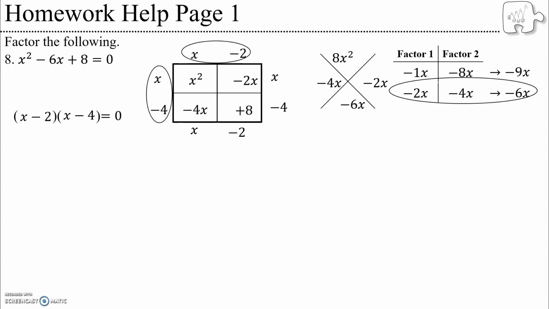Now we break it up into 2 problems. We say x minus 2 equals 0 or x minus 4 equals 0. We're going to add 2 to both sides here, and we're going to add 4 to both sides here, to make the numbers next to the x's cancel out. Then we just get x equals 2 or x equals 4.